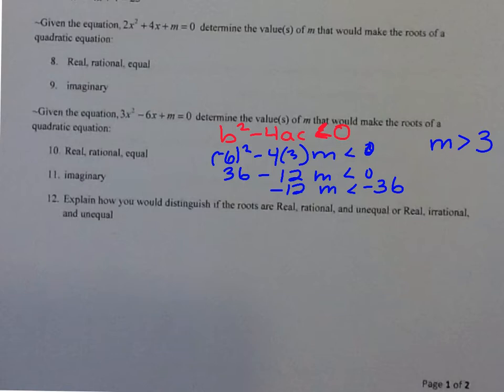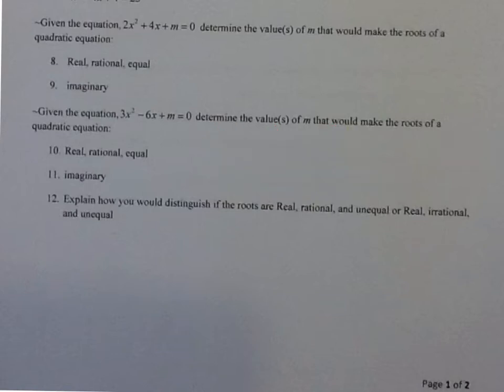Okay, now 12 says, explain how you would distinguish if the roots are real, rational, unequal, or if they are real, irrational, and unequal. All right, so for real, now remember, real means it has to be positive. Rational means it has to be a perfect square, and unequal. So for real, rational, unequal, we know it can't be negative.